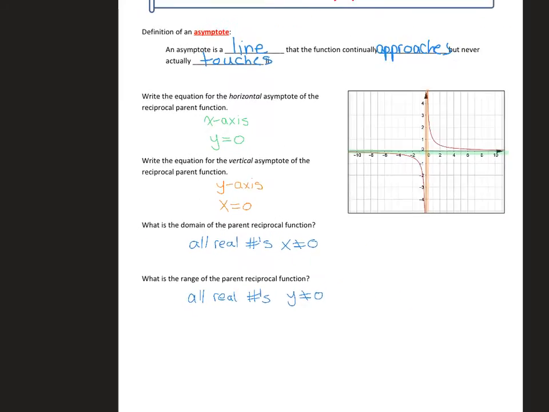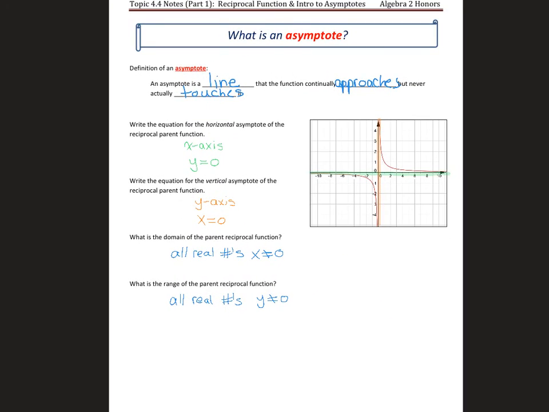So this introductory video on our first rational function is called the reciprocal function. And we've also introduced this new term called asymptotes, which are going to be a critical part of all of the rational functions that we look at going forward.